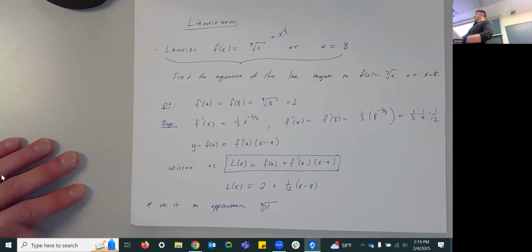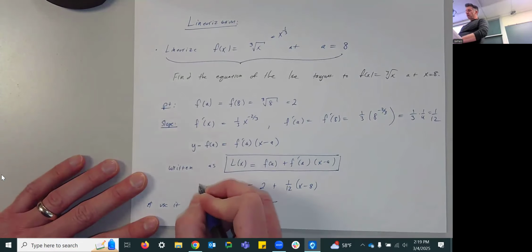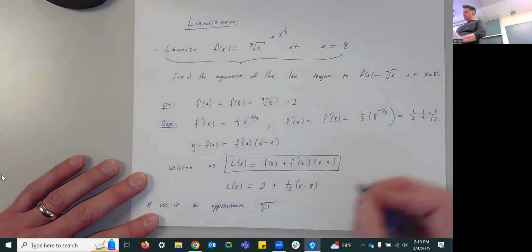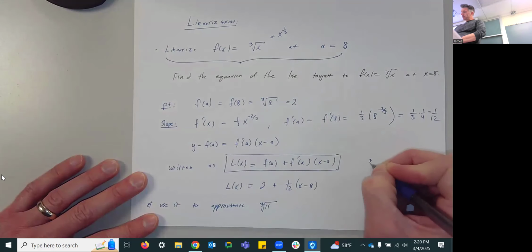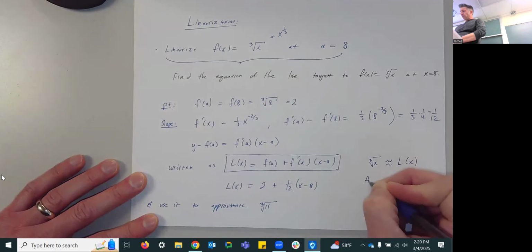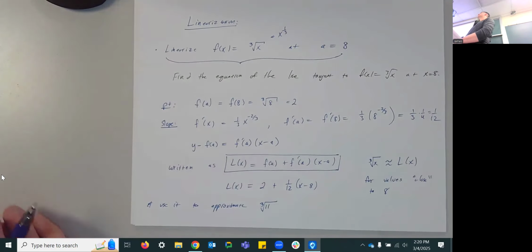So the idea is that this linearization is an approximation of our function. What we're saying is that the cube root of x is approximately this linearization for values close to 8. Close in quotes there because, right, close. Close enough. How close? Who knows? Close enough that you shouldn't have used a different point.